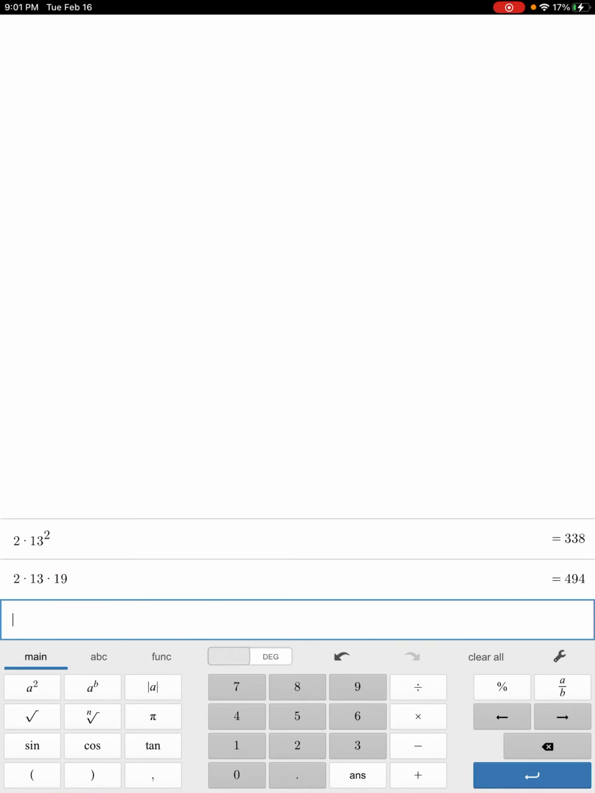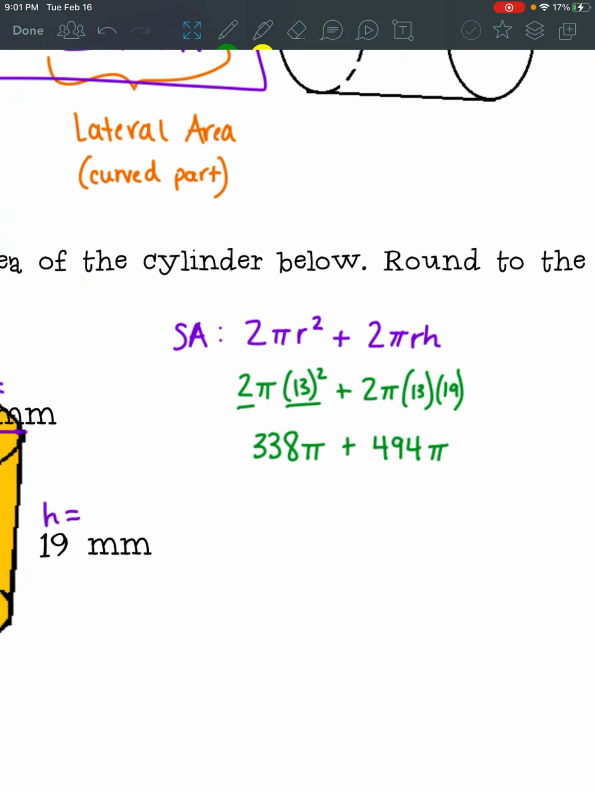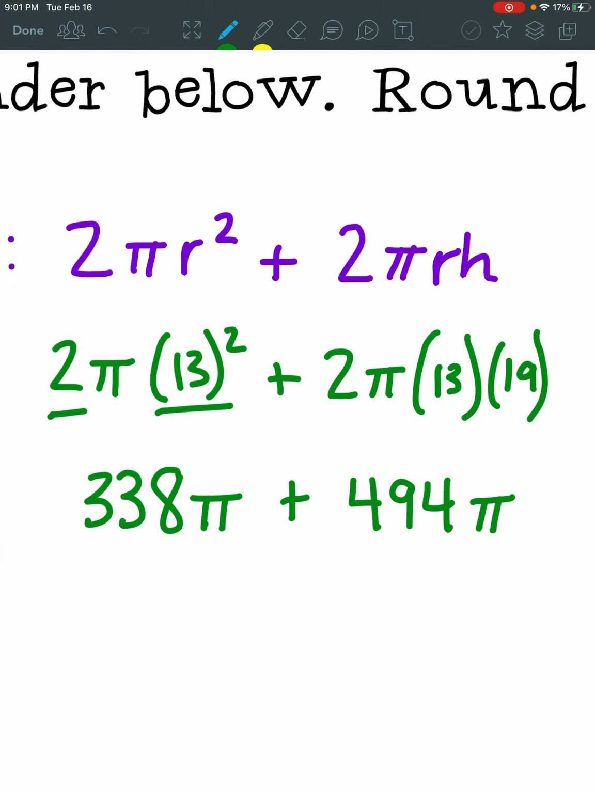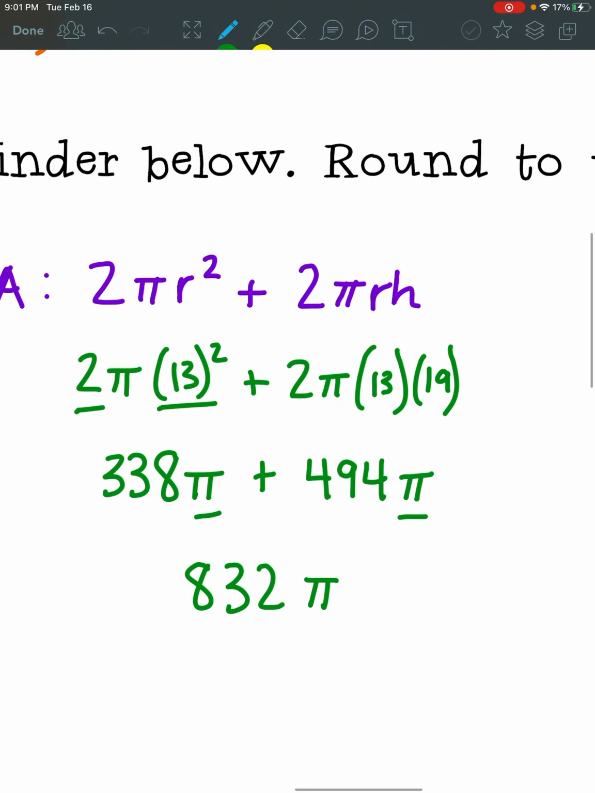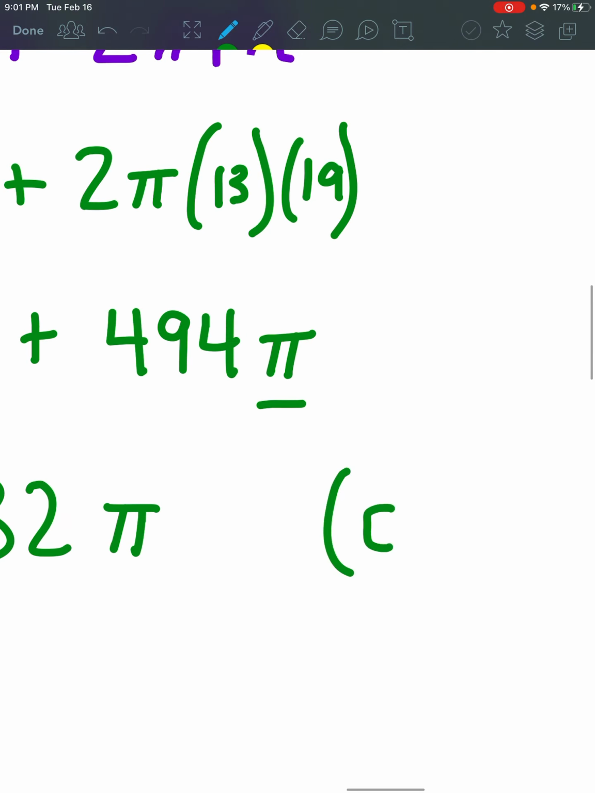So then we would take our 494 plus the 338, and we get 832 pi. And we can add these because they both have the variable pi on them. So 832 pi, that is our exact answer, our exact surface area.